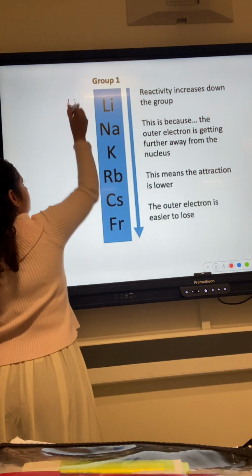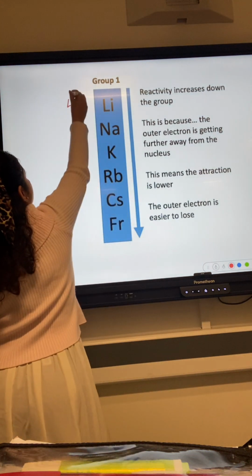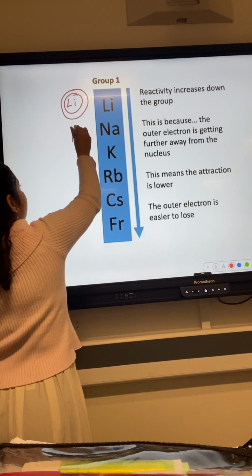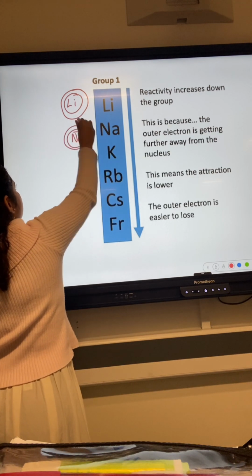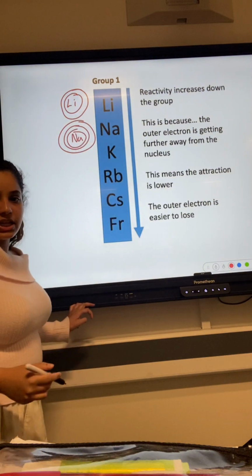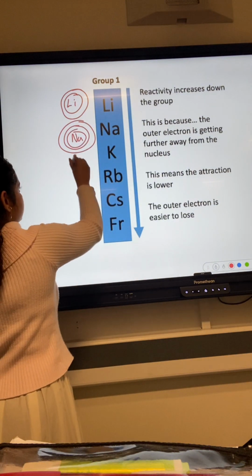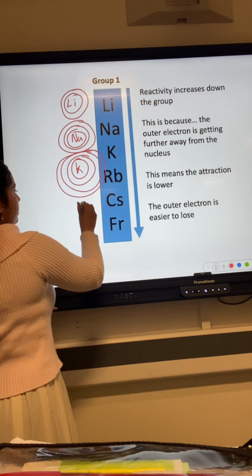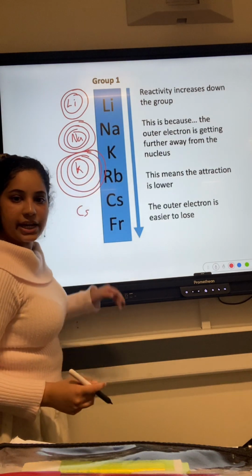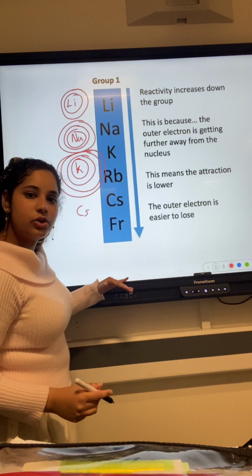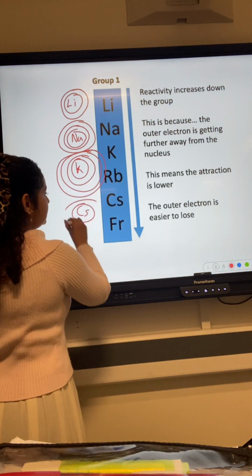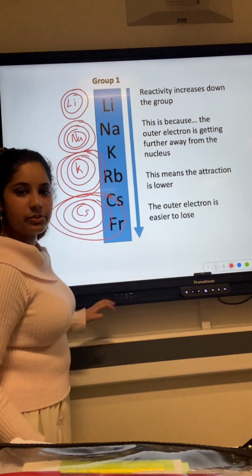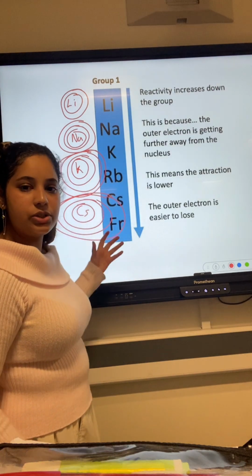Lithium will have 3 electrons in total, so we'll have 2 shells. Sodium will have 11 electrons, so it'll be 1, 2, 3. Potassium, the shielding increases. As we keep going down, the shielding increases. I'm not going to draw the shells accurately here, but I'm just visually showing you what's happening. So as we go down to cesium, all the way down to francium, I'm not going to draw francium here, but you get the idea of it, the shielding increases.